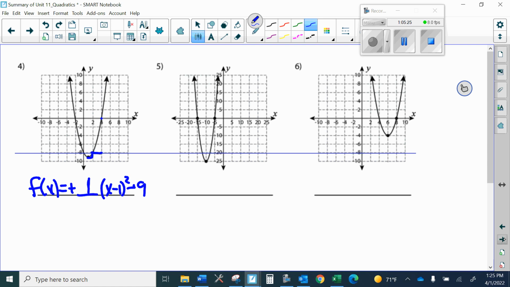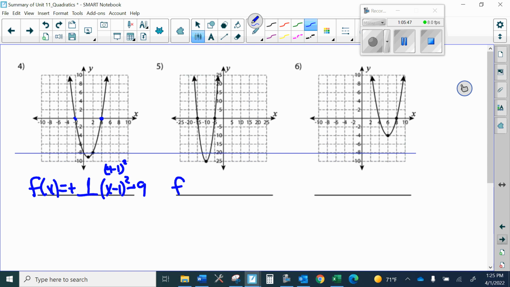Now, what's another way I could test that? I see 4, 0 works. So if my answer is right, if I plug in 4, I better get 0. Or if I plug in -2, I better get 0. So I plug in 4 there. 4 minus 1 is 3. Squared is 9. Times 1 is 9. Minus 9 is 0. So that tells you my A of 1 was correct.